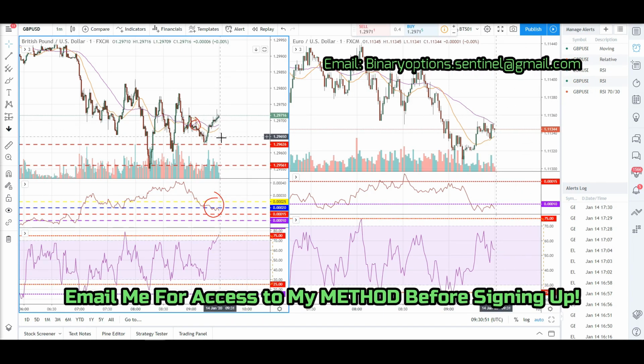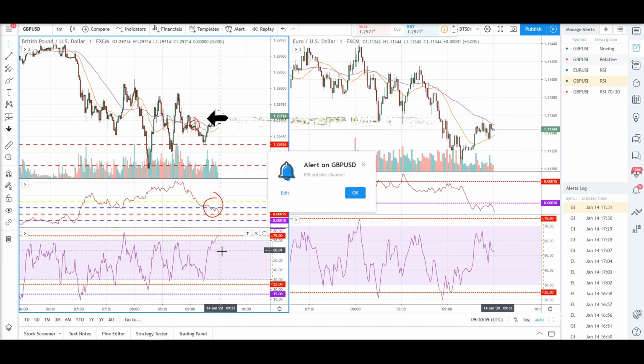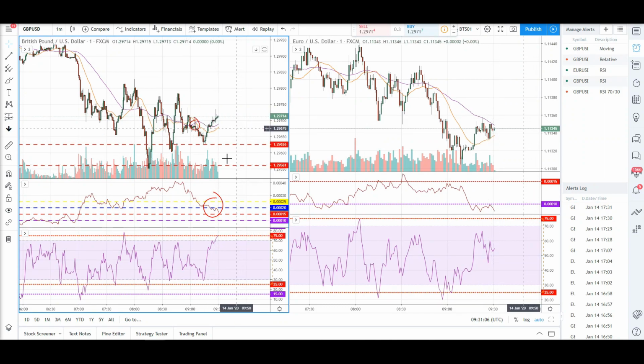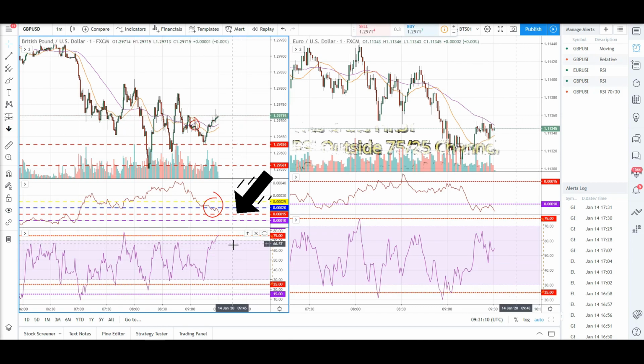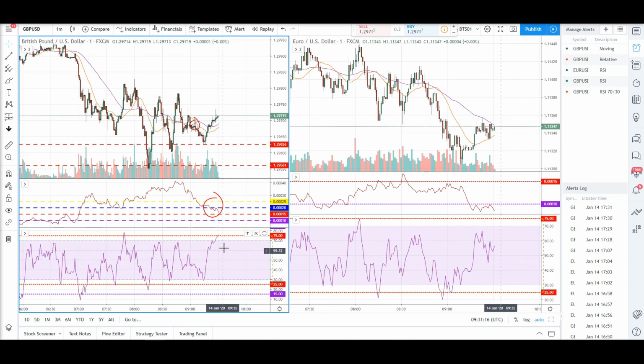Okay, so in this example, we can clearly see that the most recent moving average cross is about 20 minutes ago, and the RSI has not left the 75/25 channel until right now, that you see on your screen. So this is the perfect ideal situation to actually turn on the Binbot Pro trading software.